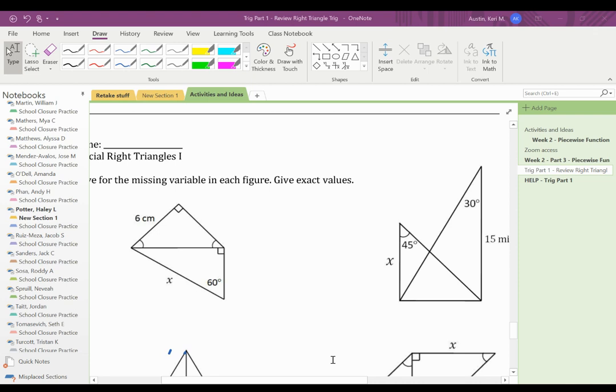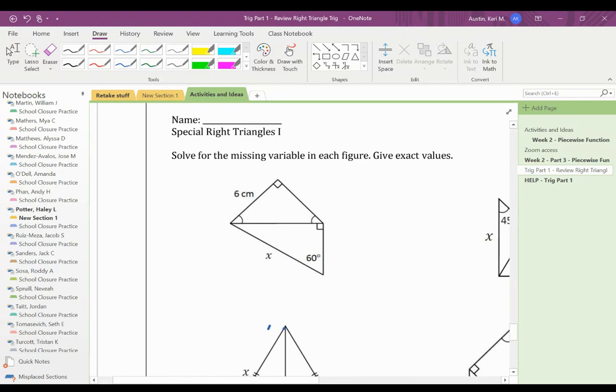Hi guys, it's Miss Austin, and I wanted to help you work through a couple of problems on the 30, 60, 90 and 45, 45, 90 triangles. So I'm going to work through number 1 and 2 with you.